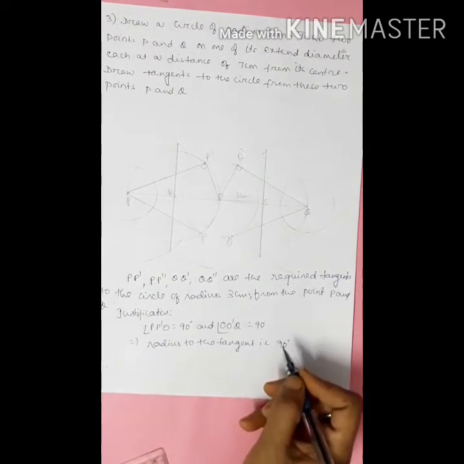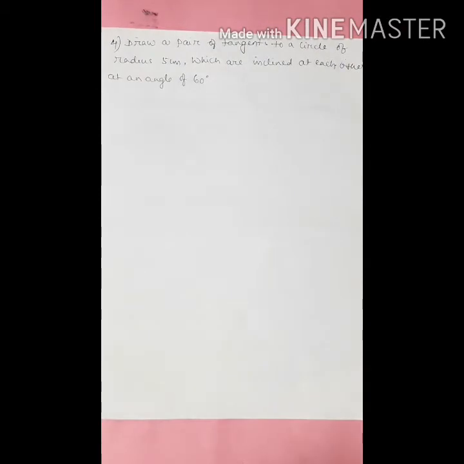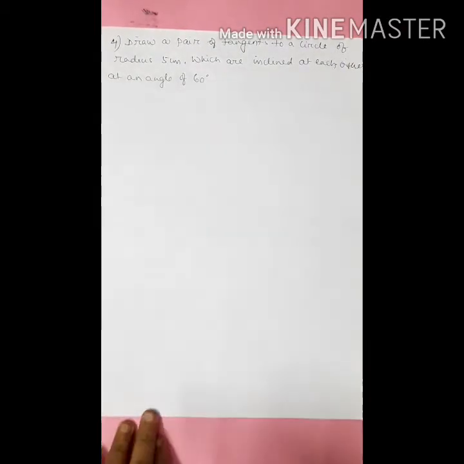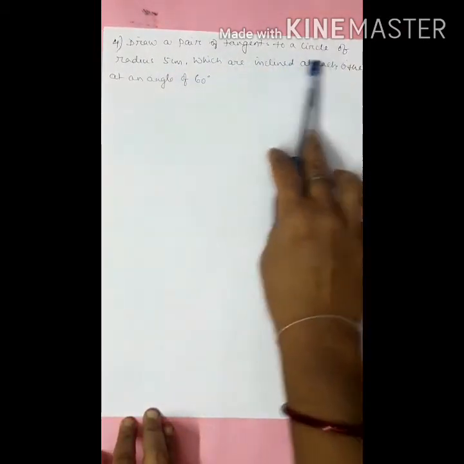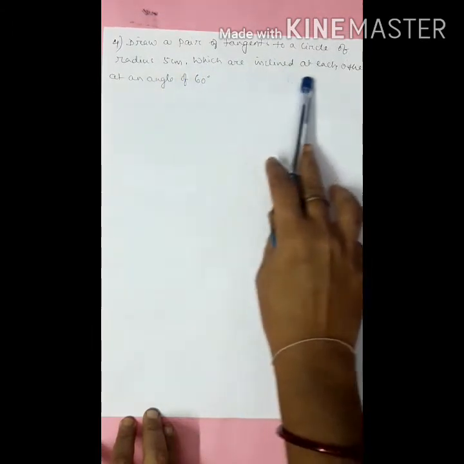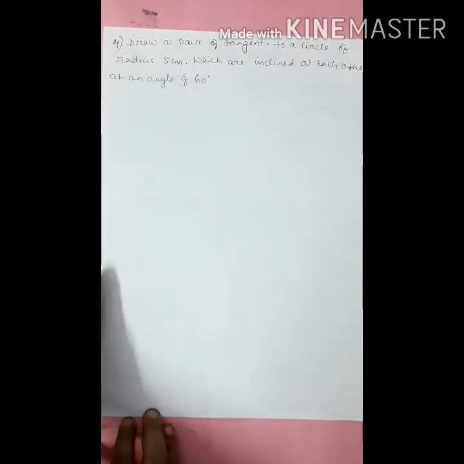This is the answer. Now question number 4 of this construction chapter of the circle. What is given? Draw a pair of tangents to a circle of radius 5 cm which are inclined to each other at an angle of 60 degrees.